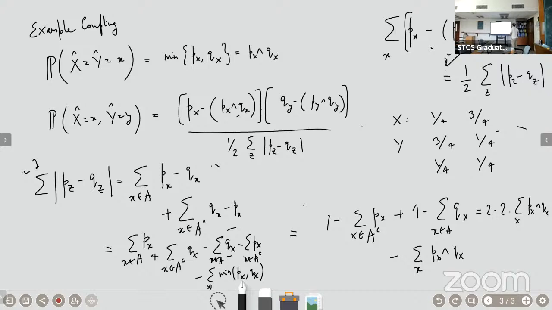So let's just get our hands dirty. So suppose this is your x and y. What other coupling can you come up with, other than x hat equal to x and y hat equal to y? All you have to satisfy is x hat has the same distribution as x, y hat has the same distribution as y. That shouldn't be too hard. Some distribution for which x hat and x have the same distribution.